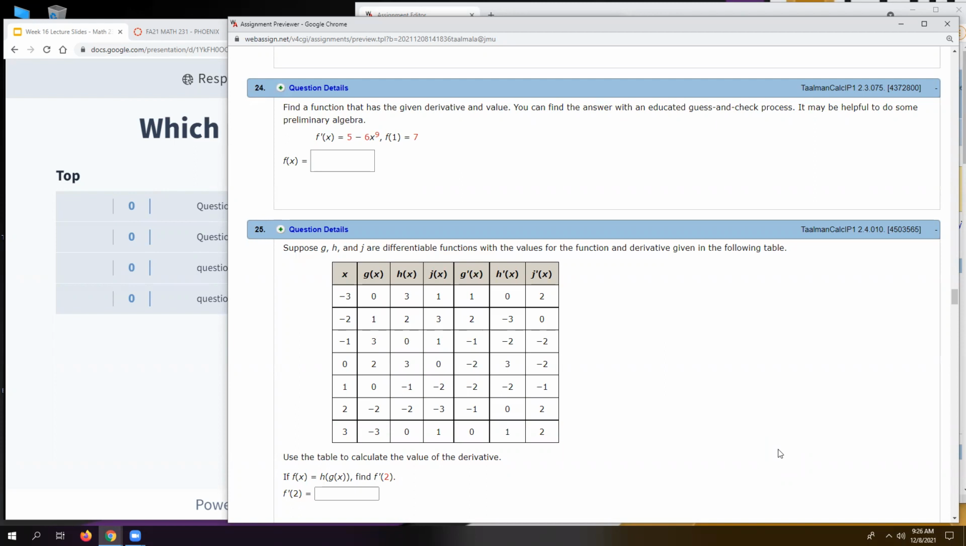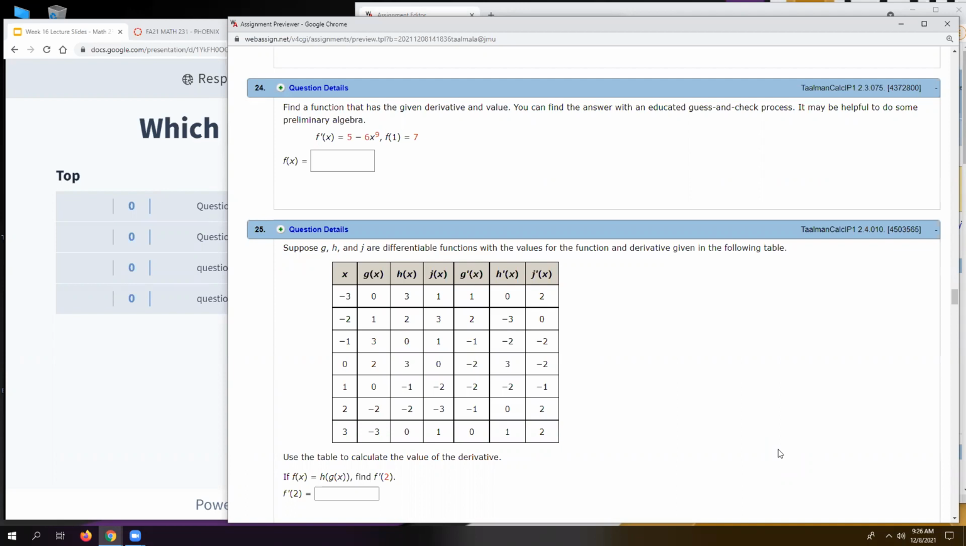Who can give me another wrong but close guess? X to the 10th. I like that. Like, forget this 6 for now. Let's just deal with the power. You might say x to the 10th. I know that the power is going to come down. This is going to be close. Let's see what happens. You check.